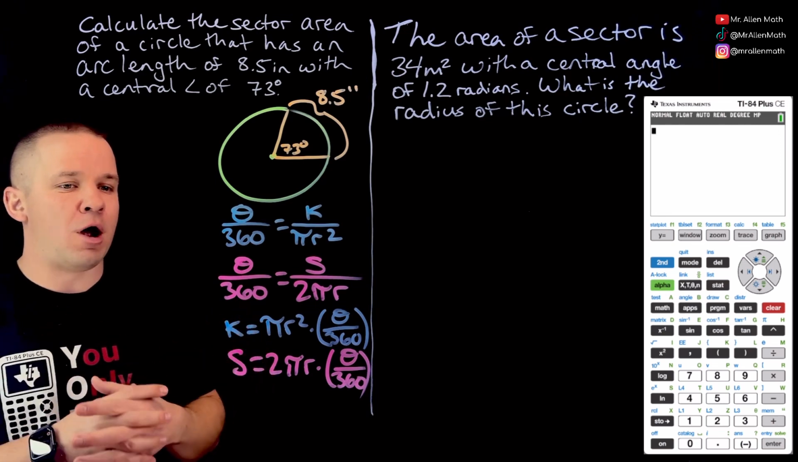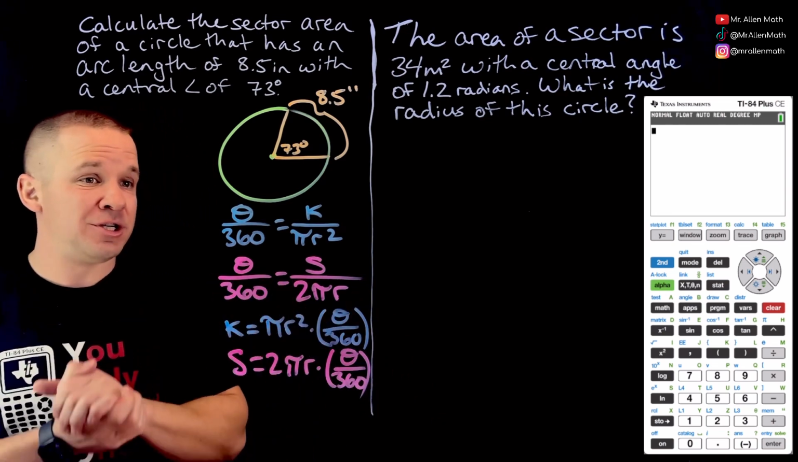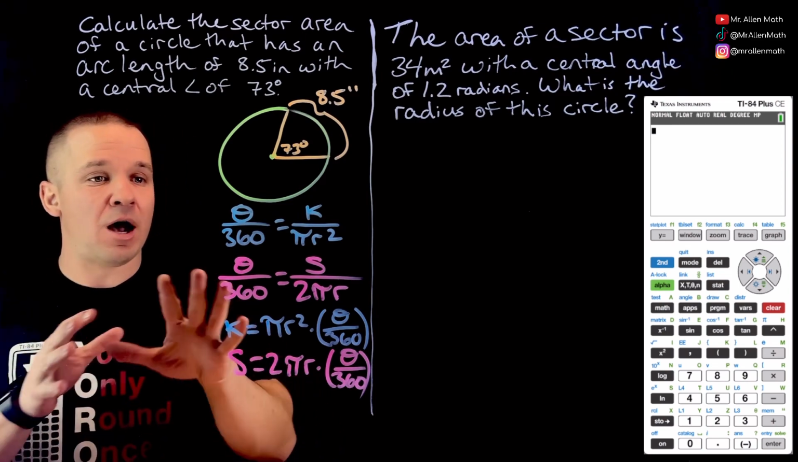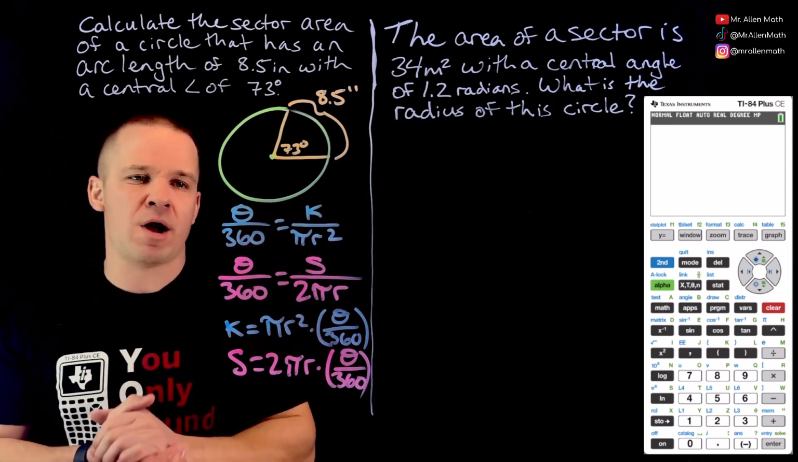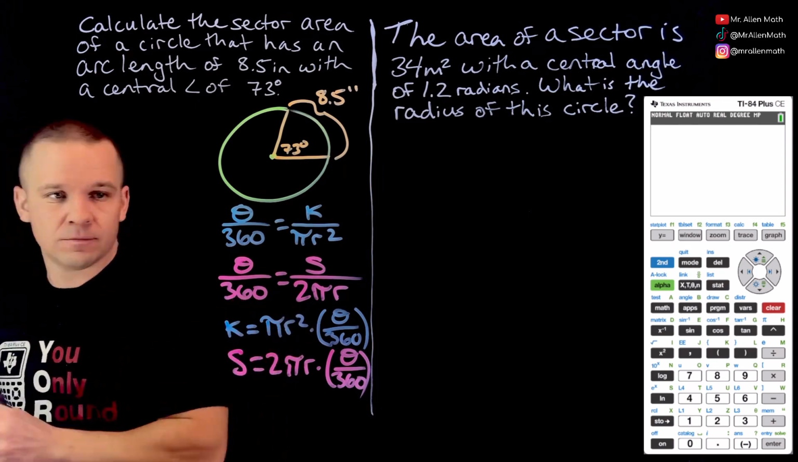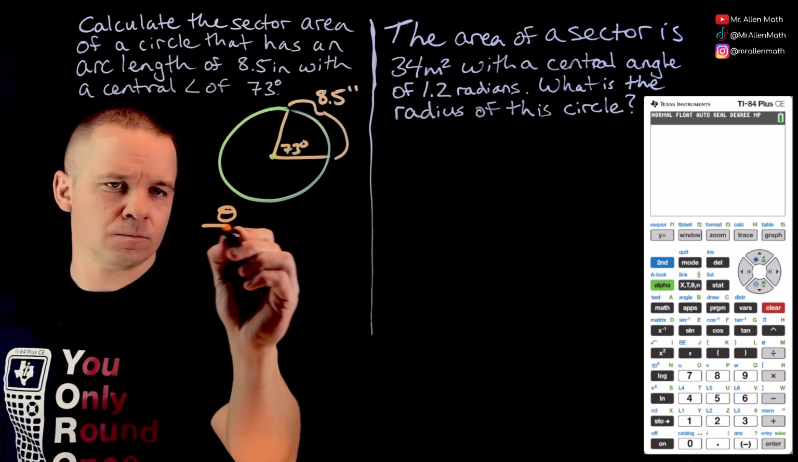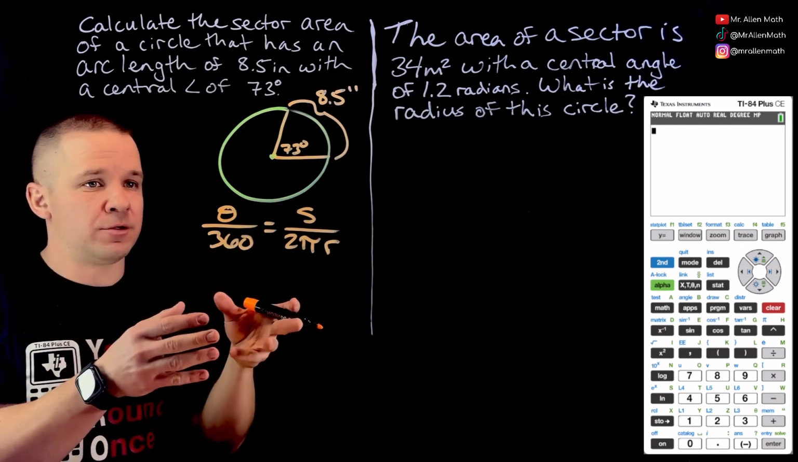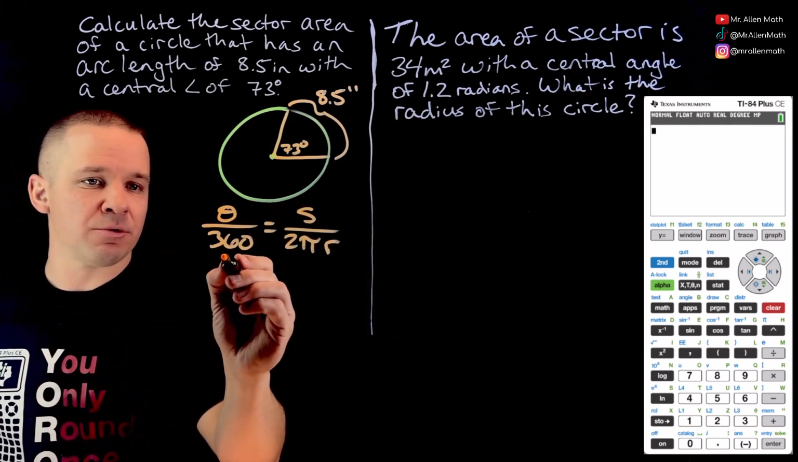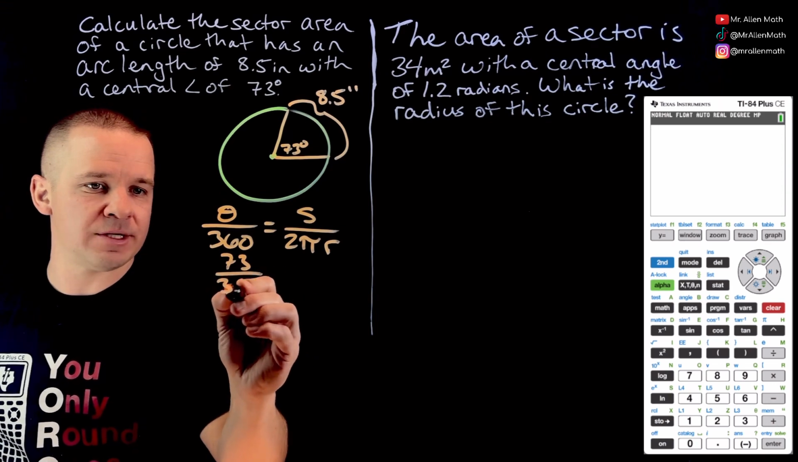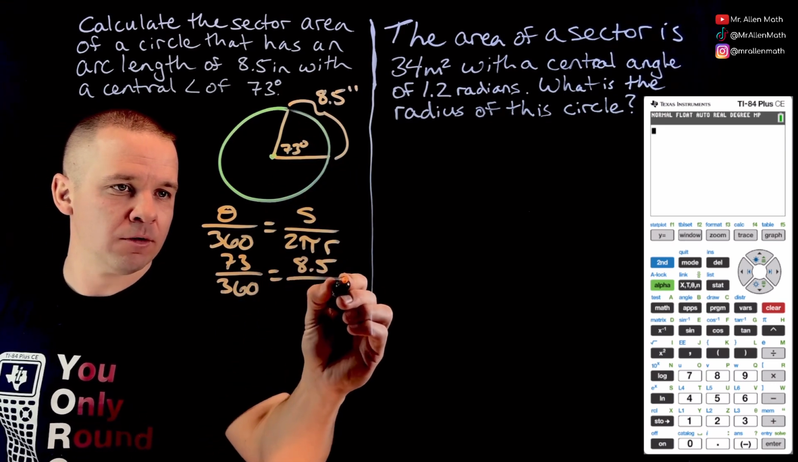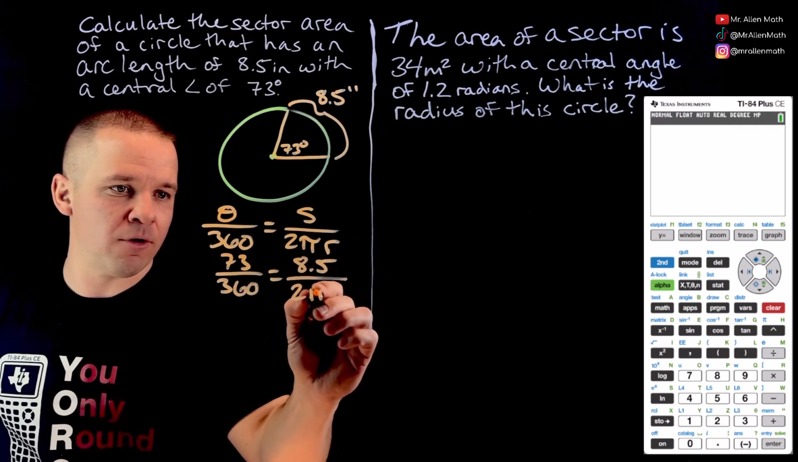Let's solve for r. I think it's easier with the proportion to solve for r because then I don't have to isolate this guy right here. So I'm going to erase some of this stuff here and rewrite it, okay? Because otherwise I'm going to run out of room. So right now I'm working with my circumference, right? So I got theta over 360, so we're going to have 73 over 360 equals my arc length of 8.5 over 2 pi r. So I got to solve for r.